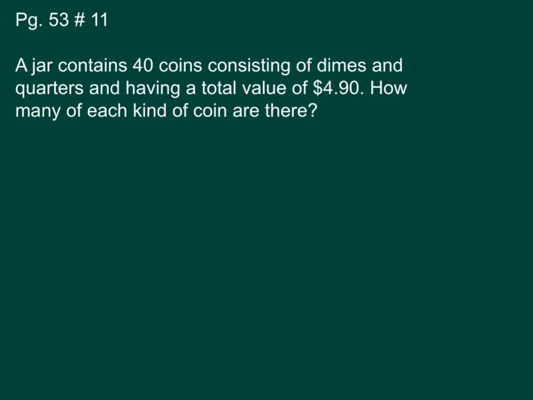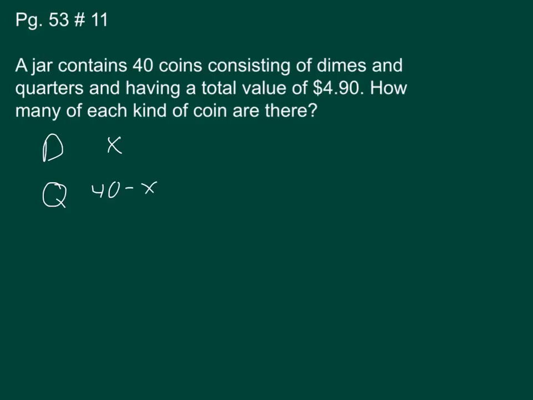All right, last problem today. A jar contains 40 coins consisting of dimes and quarters and having a total value of $4.90. How many of each kind of coin are there? This is actually very similar to the mixture problems, we just have to consider that we have dimes and quarters, and we know that we have 40 coins in total. So if we have X dimes, we must have 40 minus X quarters.